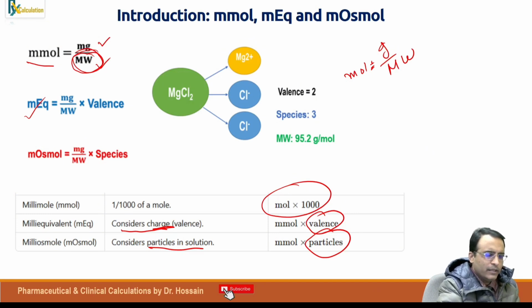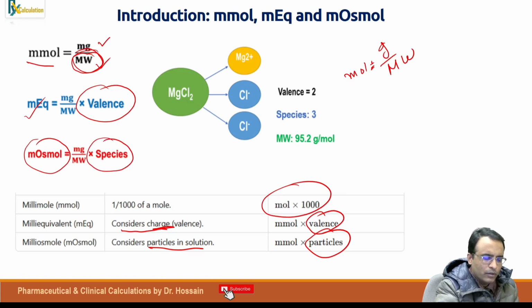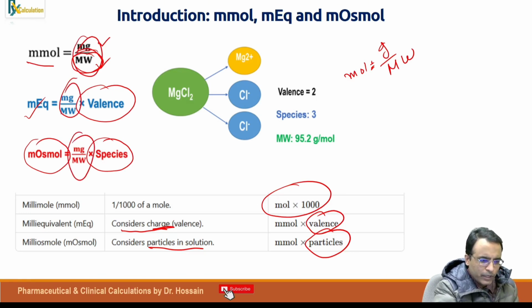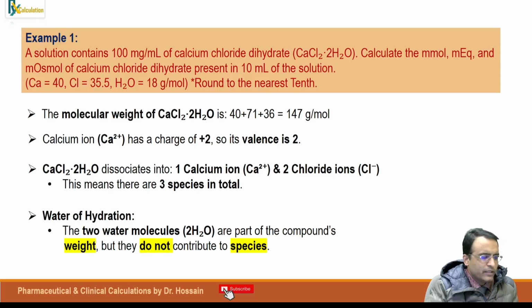And then milliequivalent is milligram over molecular weight times valence. That means millimole times valence. And milliosmol, again milligram over molecular weight times species. That means millimole times species, because this part is the same: milligram over molecular weight. So when you calculate millimole, you simply need to divide the weight of the substance in milligram by the molecular weight. Let's read this question first.